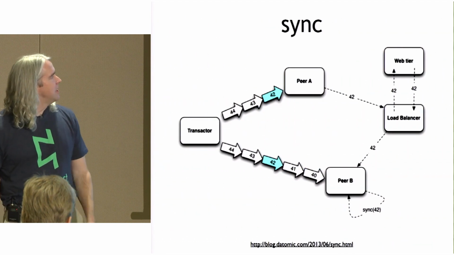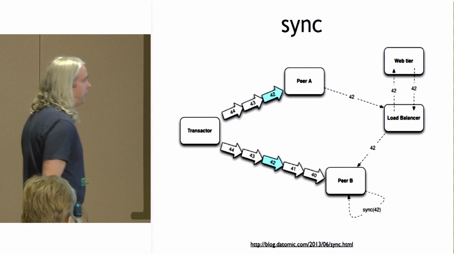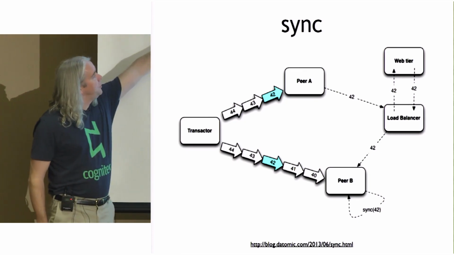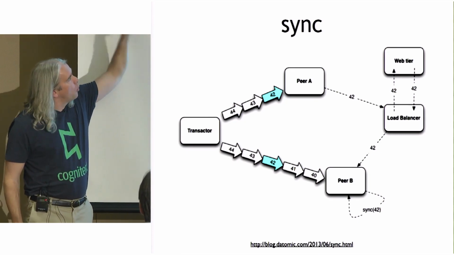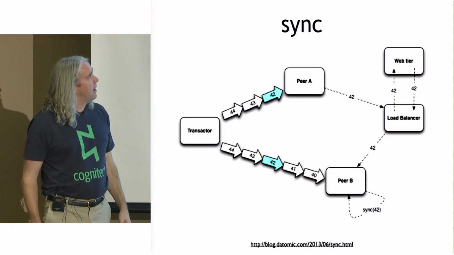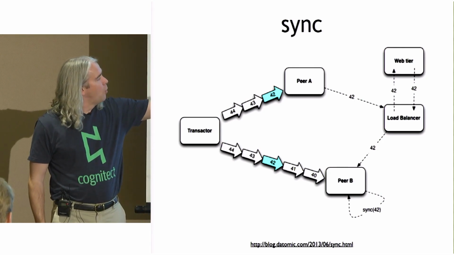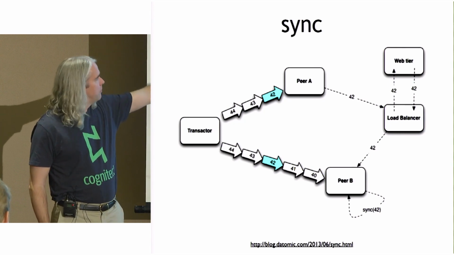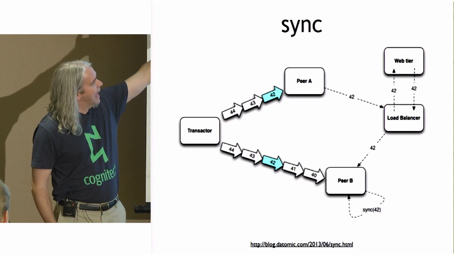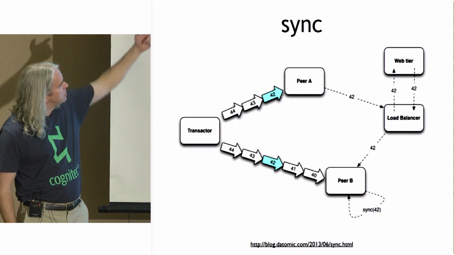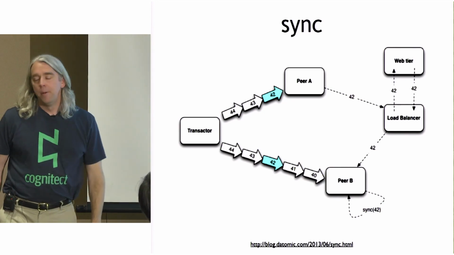The analogy to that in a distributed system is that the transactor is always sending out an ordered stream of changes to every peer in the system. So peer B is receiving 40, then 41, then 42, then 43, then 44. Peer A is a little bit ahead. It already received 40 and 41, and it's receiving 42 right now.